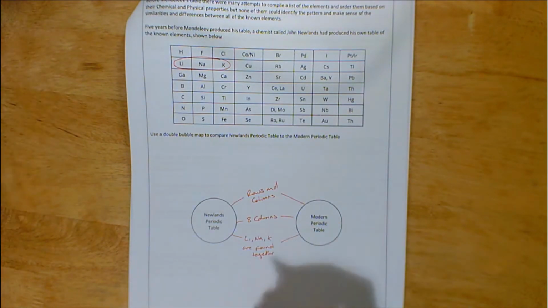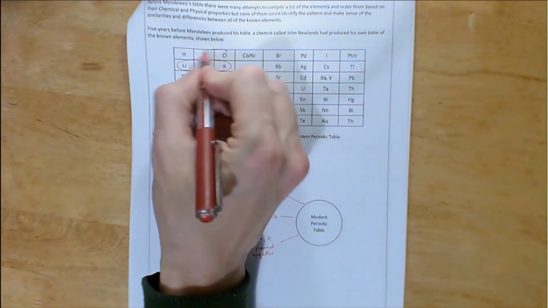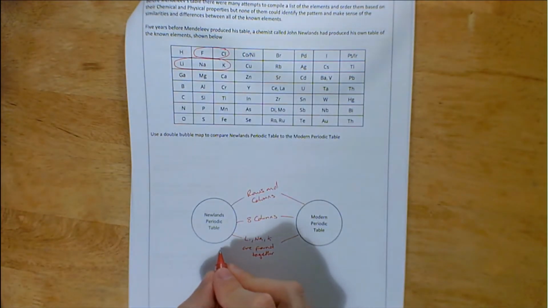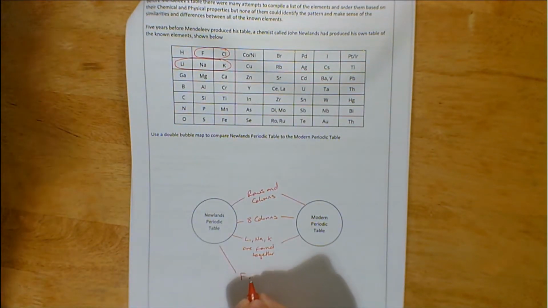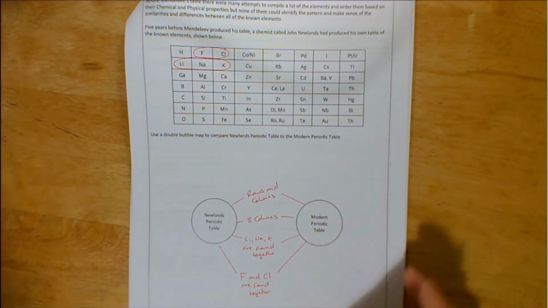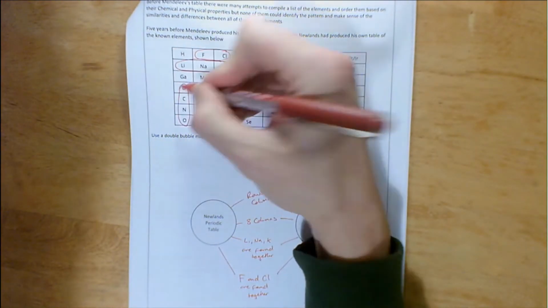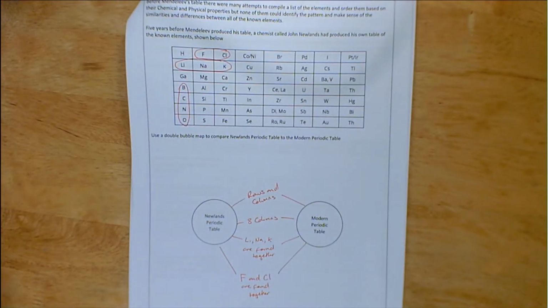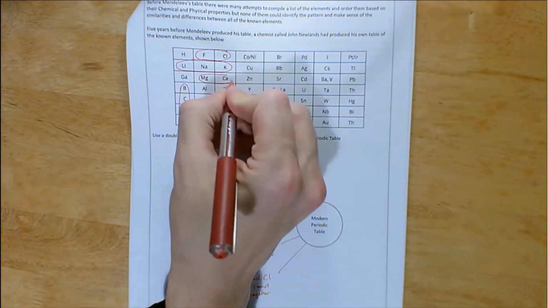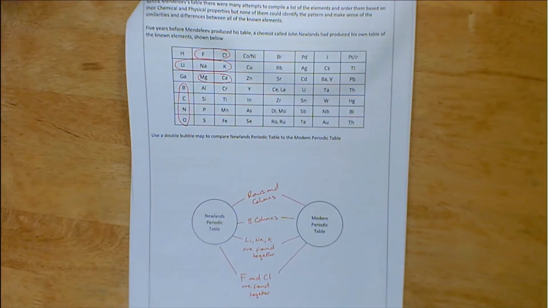And there are some other pairings. We also have fluorine and chlorine. They are also found together. So you'll find those elements together in both Newlands' periodic table and the modern periodic table. And there are a few others. Boron, carbon, nitrogen, oxygen, again, they're found together. Magnesium, calcium. So there are lots of similarities. But what is different? So the modern periodic table and Newlands' periodic table.